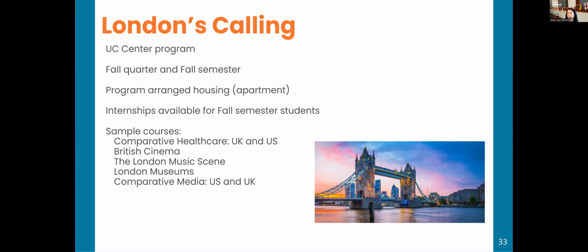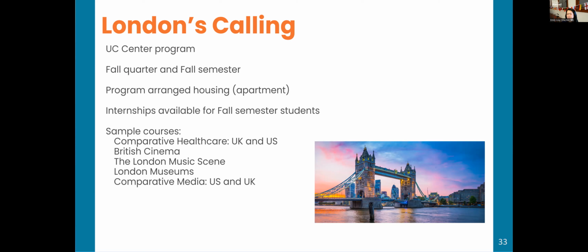There are fall quarter and fall semester options. So if you study abroad during the semester, you would leave a little earlier than the summer. So, late August, early September. If you did fall quarter, then you start when UCSD starts again, which is normally late September. There's also internship options available if you're there for the entire semester. And then I list a couple of the courses that are offered within the program.